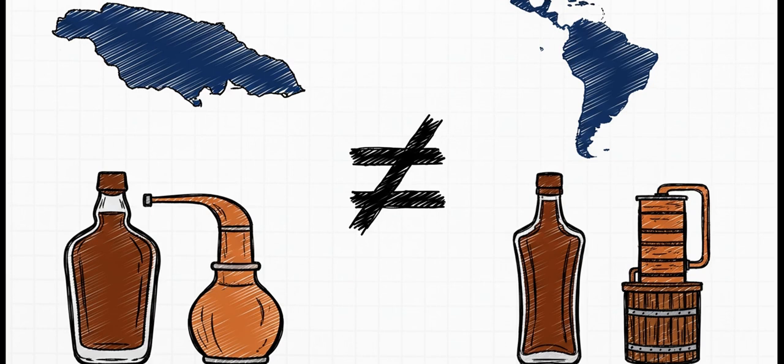And this framework really helps us understand why comparing rums by color is so unhelpful. A dark, high-ester Jamaican rum, meaning it's super aromatic and funky, and a dark Demerara rum from Guyana might both be made from molasses, but their local rules and traditions create completely different spirits.